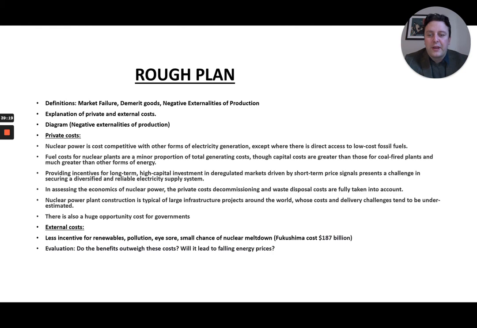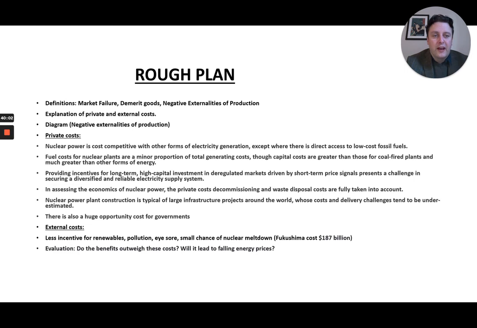Okay, so I've made a quick plan here. I've put definitions that you could include, an explanation of what private and external costs are, and a diagram for the negative externalities of production. Of course, you've got to explain the diagram, explain the axis, explain the change in quantity, explain the change in price. And then I've written a whole bunch of private costs that I just came up with, and some external costs there too. And of course, in the end, we'll have to make a conclusion based on the question.